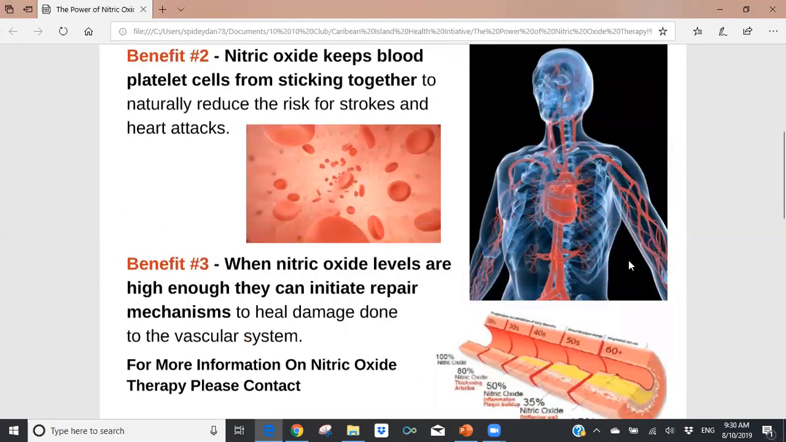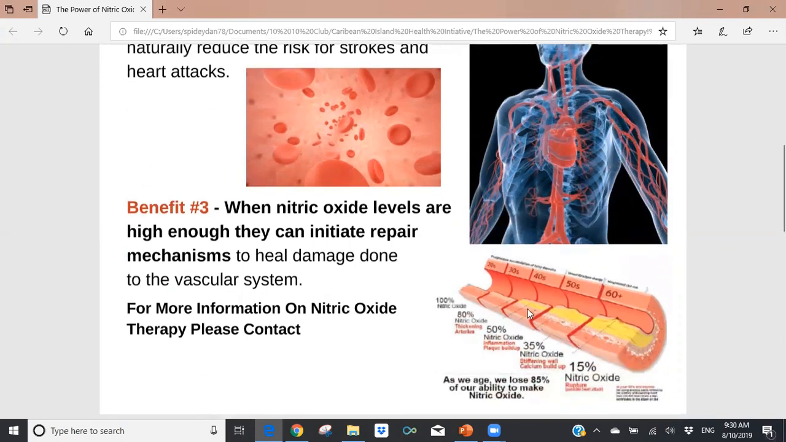And when we begin to nourish that lining of your vascular system with the right ingredients, to produce higher levels of nitric oxide over a longer period of time, they can then initiate repair mechanisms, which then heals damage to your vascular system and returns this lining back to a more healthy functioning tissue.